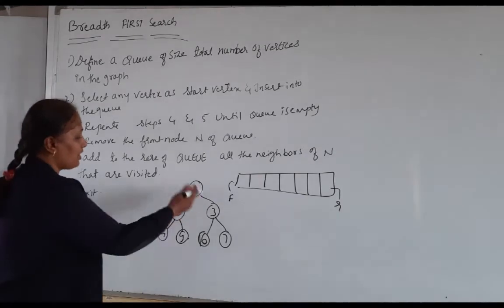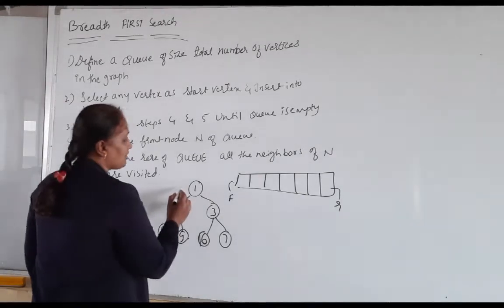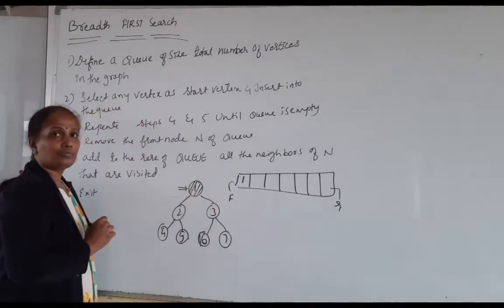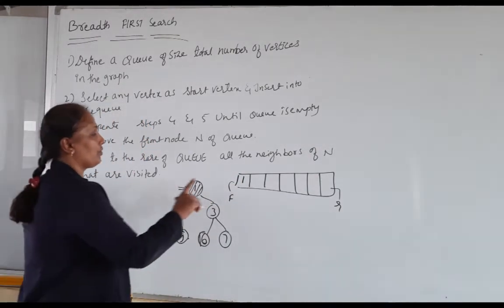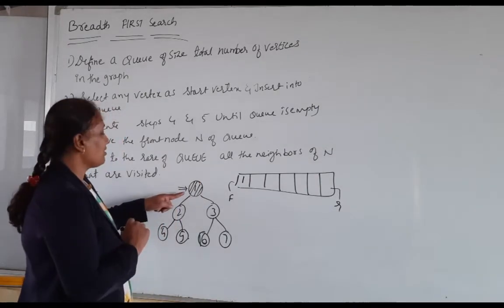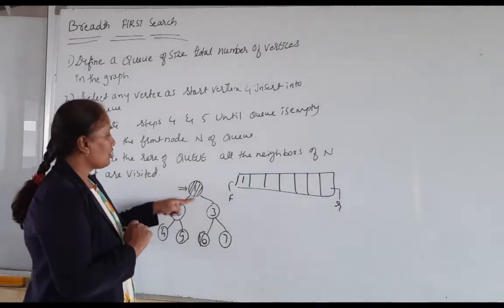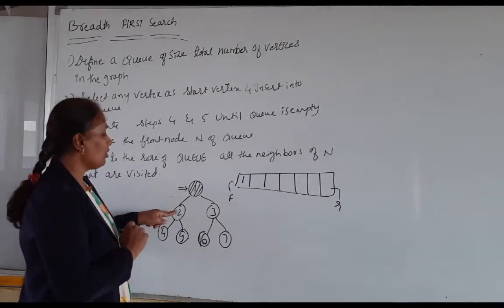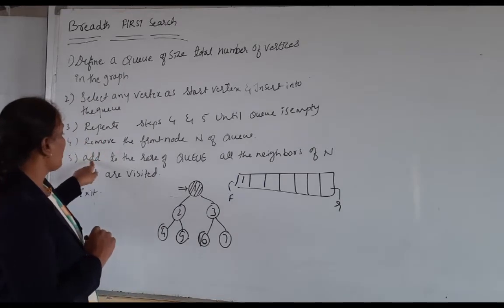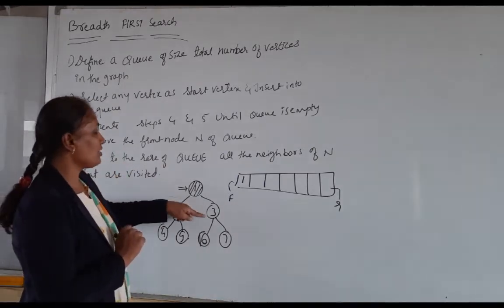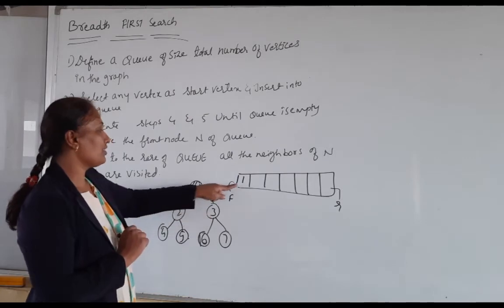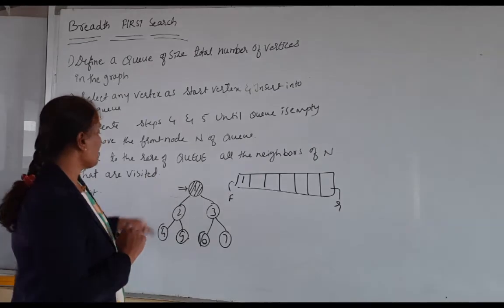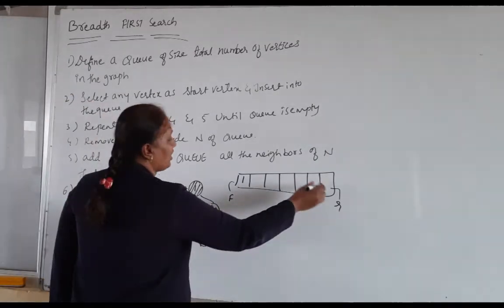So I will take an example. Take this as an example. First I will make 1 as visited and make an entry of that in the queue. What is the queue front value? It is 1. Next I will check the neighbors of this 1. Once I know what the neighbors of 1 are, according to step 5, I am going to insert all those unvisited neighbors of this visited vertex from the rear of the queue.